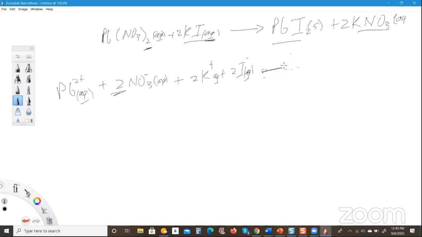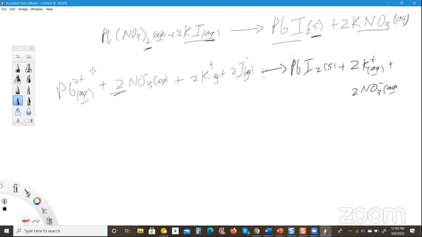you'll notice PbI2 solid. When you have a situation like that, this will not dissociate, so you simply rewrite it as it is, PbI2 solid, plus potassium nitrate, which is in an aqueous solution, and therefore it will dissociate because it's ionic and in an aqueous solution to form 2K+ aqueous plus 2NO3- aqueous. All right.